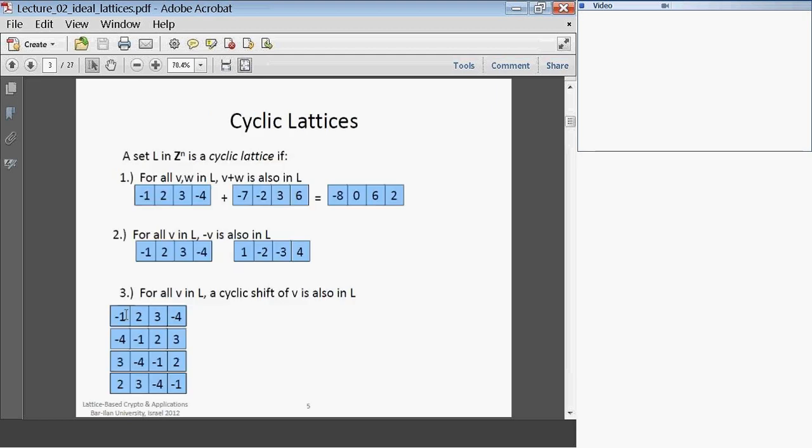Start with first the definition and actually an example of cyclic lattices. Cyclic lattices and ideal lattices are very similar to each other, as we'll see later. And cyclic lattices were used for early crypto schemes such as the conventional NTRU scheme.